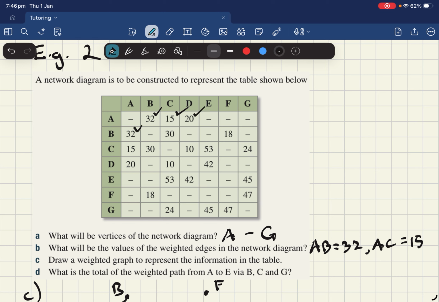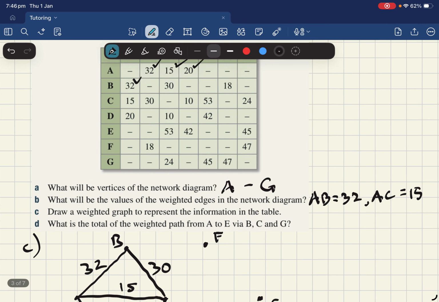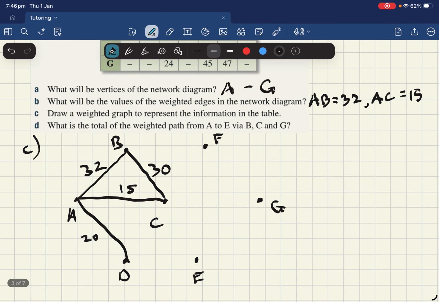Now we've already labeled this 32 here, and we want to move on from B to C. We see it has a weight of 30. So we're just drawing our edges and we're just writing the weights next to them. And B connects to F, has a weight of 18.